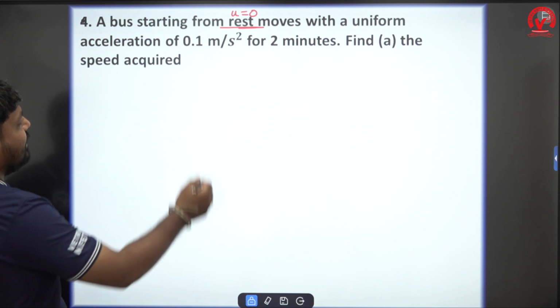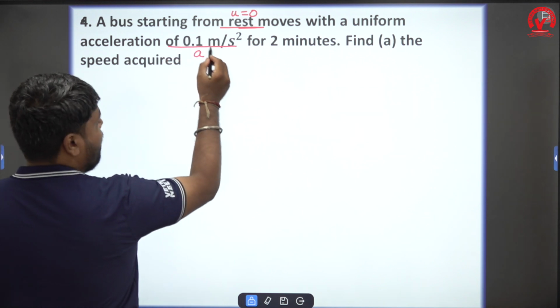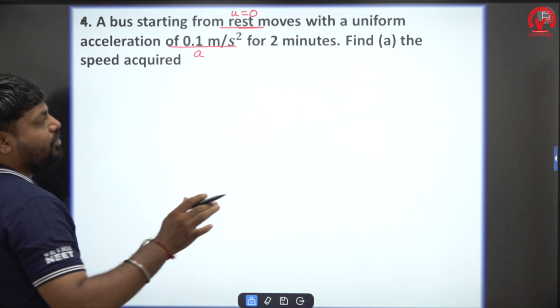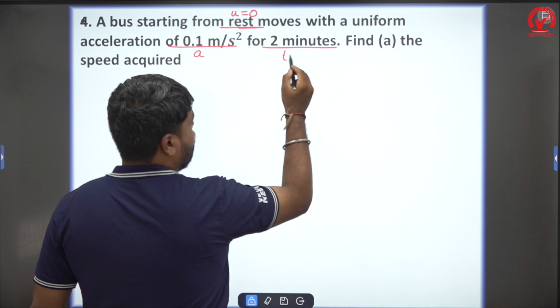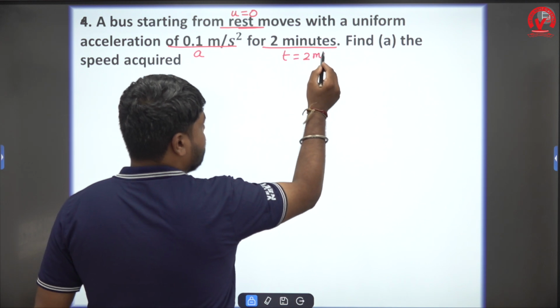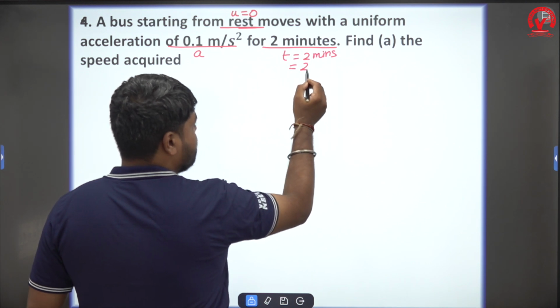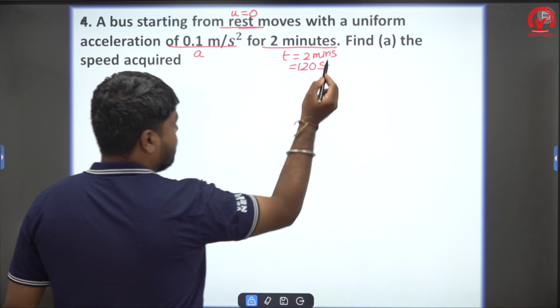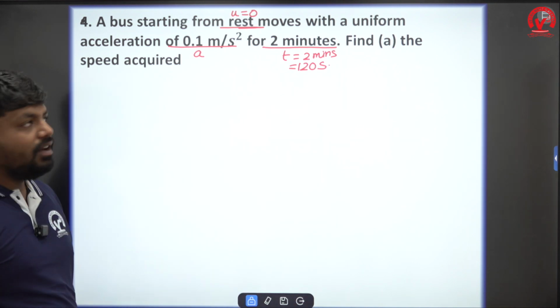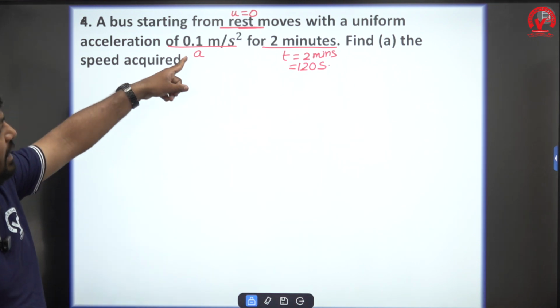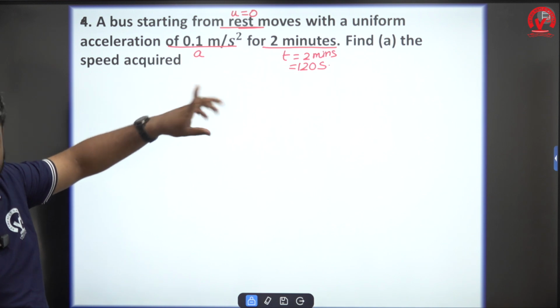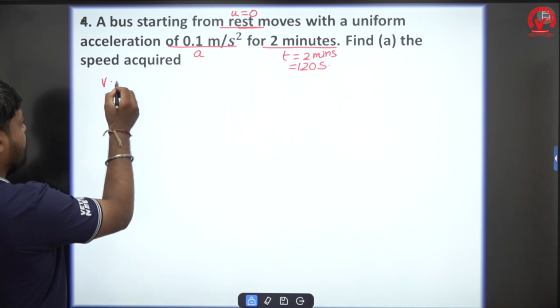The body moves with uniform acceleration, a is equal to, they have provided this in the question only, don't worry. Time t is equal to 2 minutes, so you should convert this into seconds. 2 into 60 is 120 seconds. Find the speed attained within this time interval, the final velocity, V is equal to question mark.